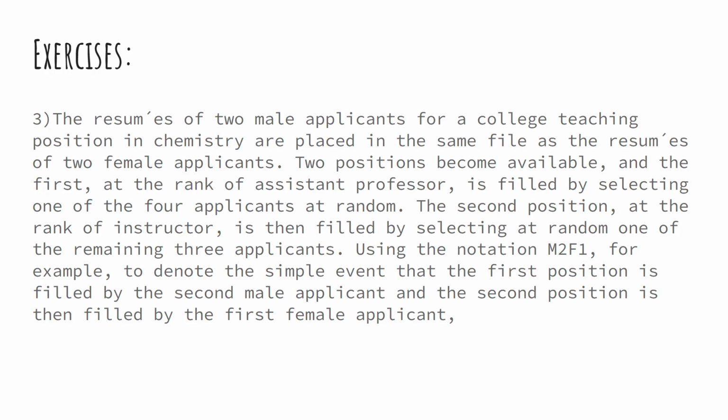Okay, so what is this notation they are using here? M2 F1 means the second male got the first position, that's the assistant professor, and the first female got the rank of an instructor. Okay, what will F1 M2 mean? First female got the assistant professor job, and the second male got the instructor job.